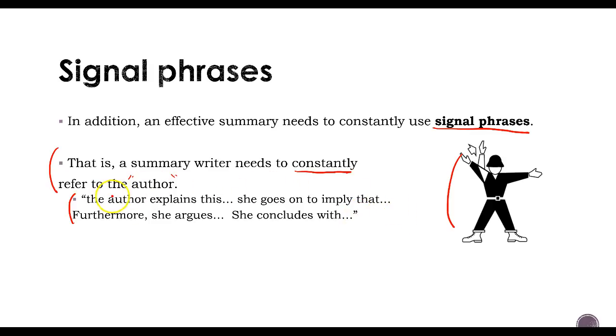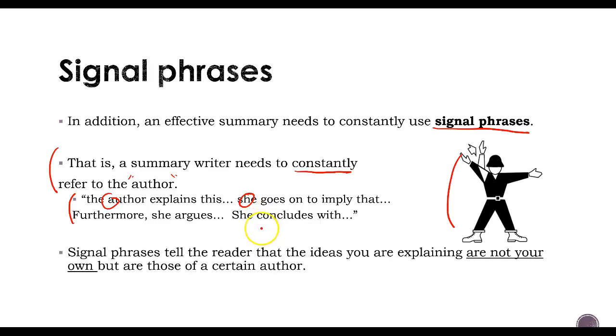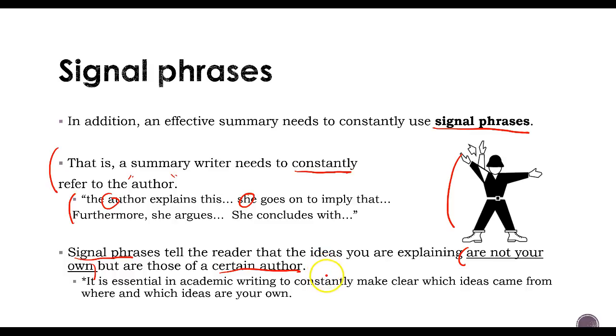So whenever we're referencing the author by saying the author or she or he, if it happens to be a he, we're saying this is not my idea, right? This is coming from another place. That's what the signal phrase does. It tells us the ideas that I'm explaining here are not my own, but they belong to a certain author. And that's really essential in academic writing. You need to constantly make it clear where the ideas are coming from.